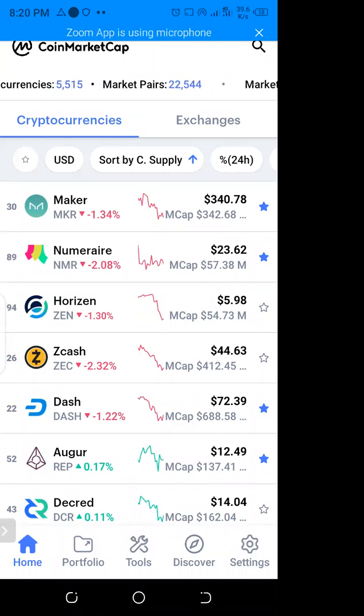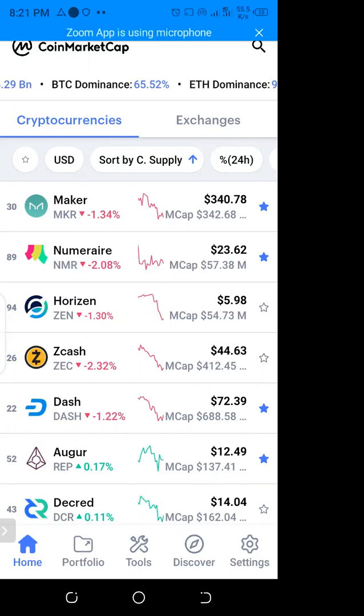Now, the first thing you're going to do if you identify such coins is, number one, they must be found on CoinMarketCap. That's the first thing. If they are not found on CoinMarketCap, those kinds of coins are usually referred to as shit coins. Maybe you've heard of shit coins. Those are the kind of coins. Make sure it's found on CoinMarketCap.